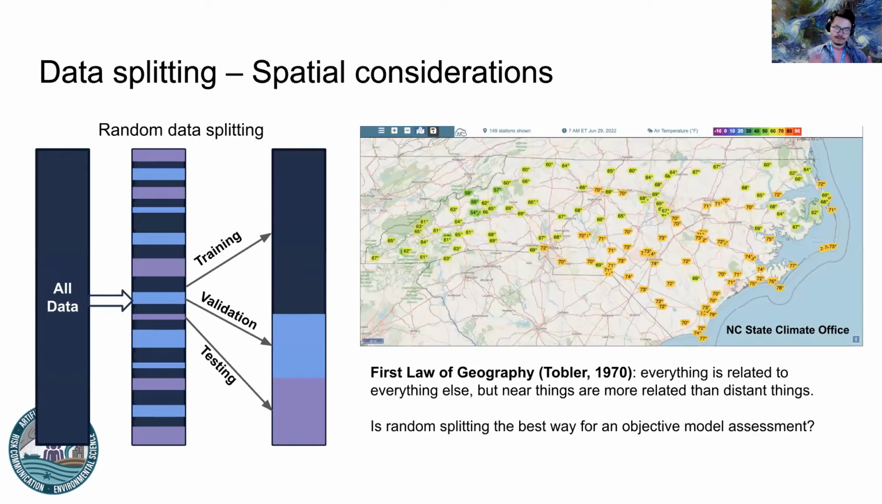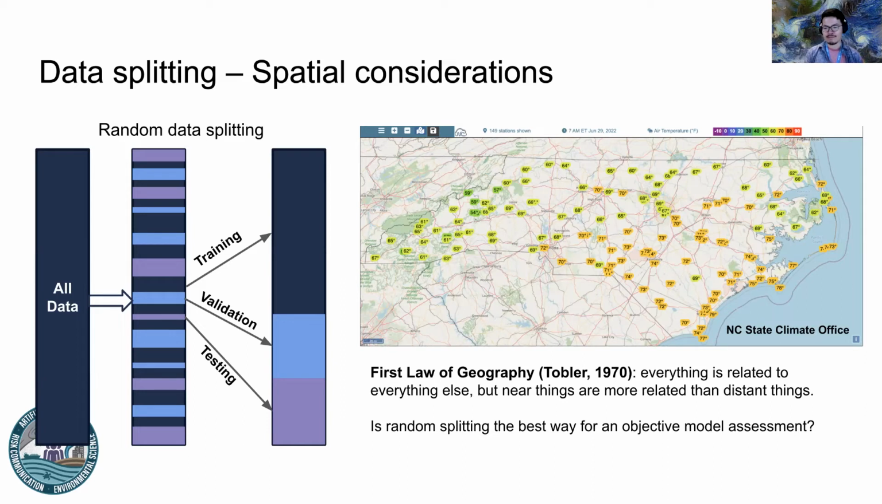Oftentimes on the left side, people just do a random data splitting, basically selecting the data set randomly into different parts for training, validation, and testing, without considering the spatial temporal conditions. And in geography or geoscience, there's something called the first law of geography that was invented 50 years ago.